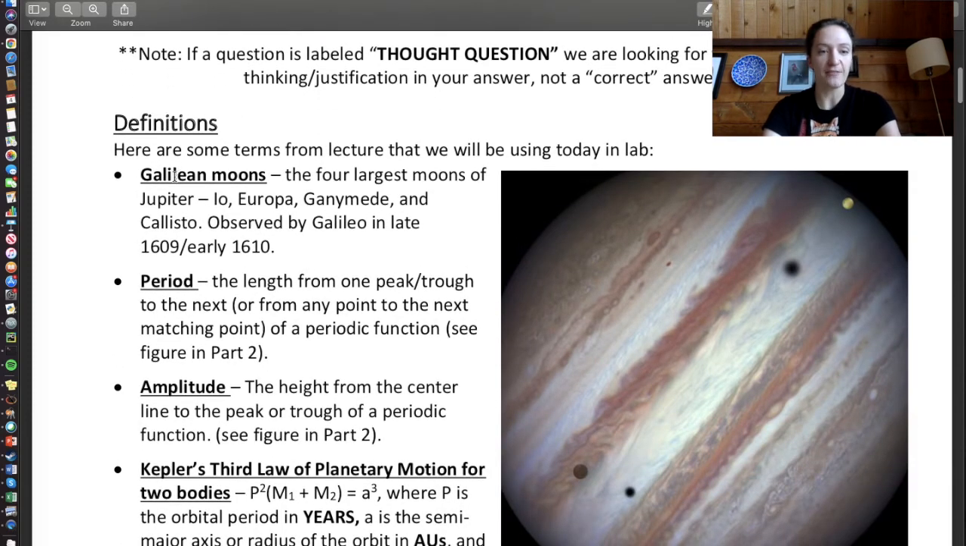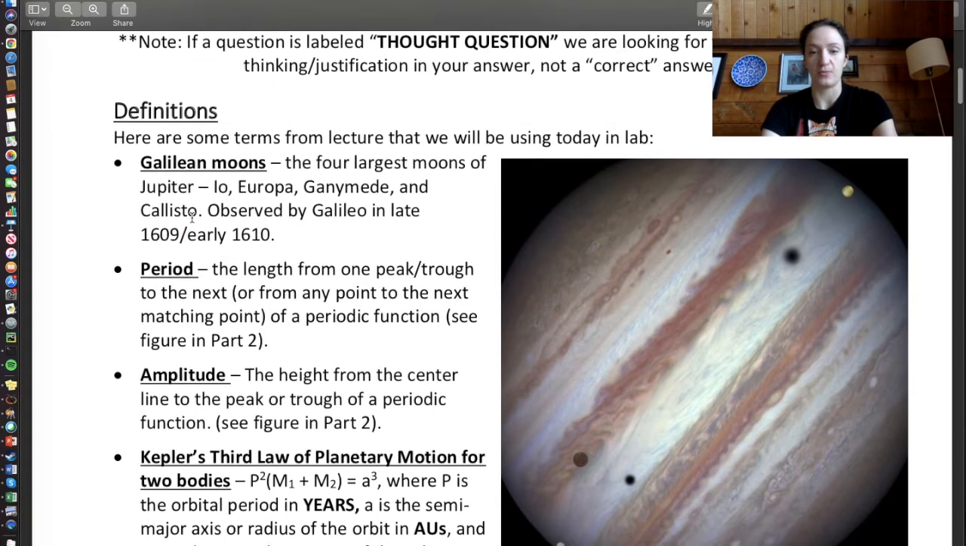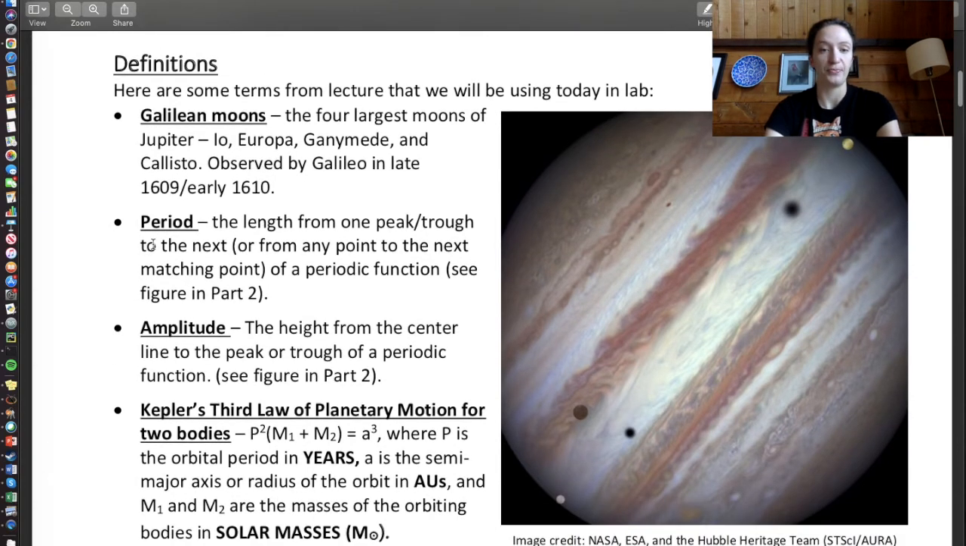So some definitions: the Galilean moons, they were discovered by Galileo in late 1609 and early 1610. They're the 4 largest moons of Jupiter's system: Io, Europa, Ganymede, and Callisto. So that's just to clarify what I said earlier.